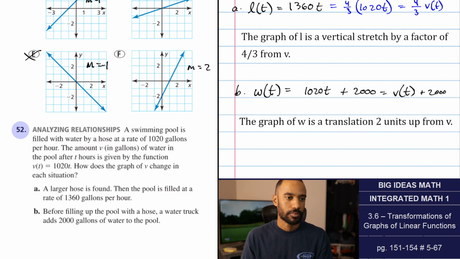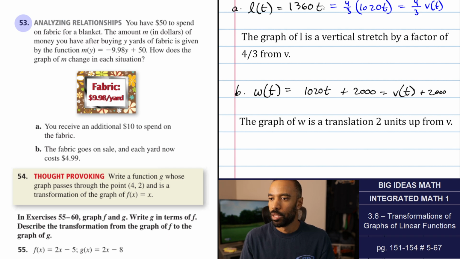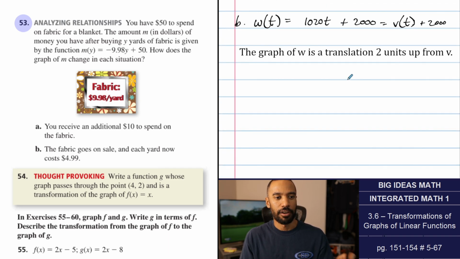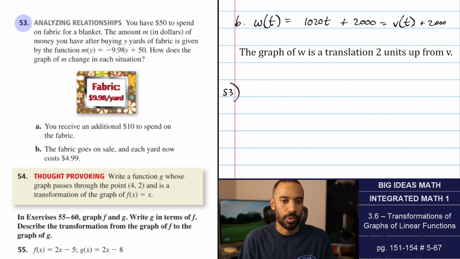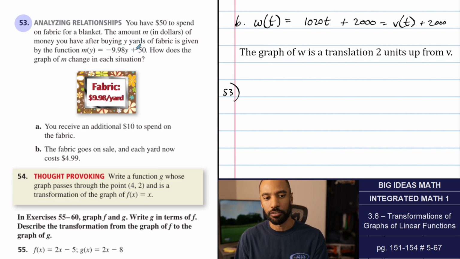Okay. Number 53. You have $50 to spend on fabric for a blanket. The amount M in dollars of money you have after buying Y yards of fabric is given by the function here. So it looks like you probably start with $50 and you spend $9.98 for every yard of fabric. How does the graph of M change in each... Oh, here it is, $9.98 per yard. How does the graph of M change in each situation?